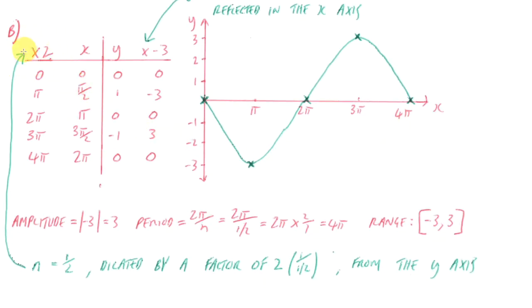Just making it really clear why we're multiplying by 2 here. n is equal to a half, so we're dilated by a factor of 2. That is 1 over a half. Think about it, how many halves would fit into 1? There'd be 2 of them, so that becomes 2. And it's from the y-axis.